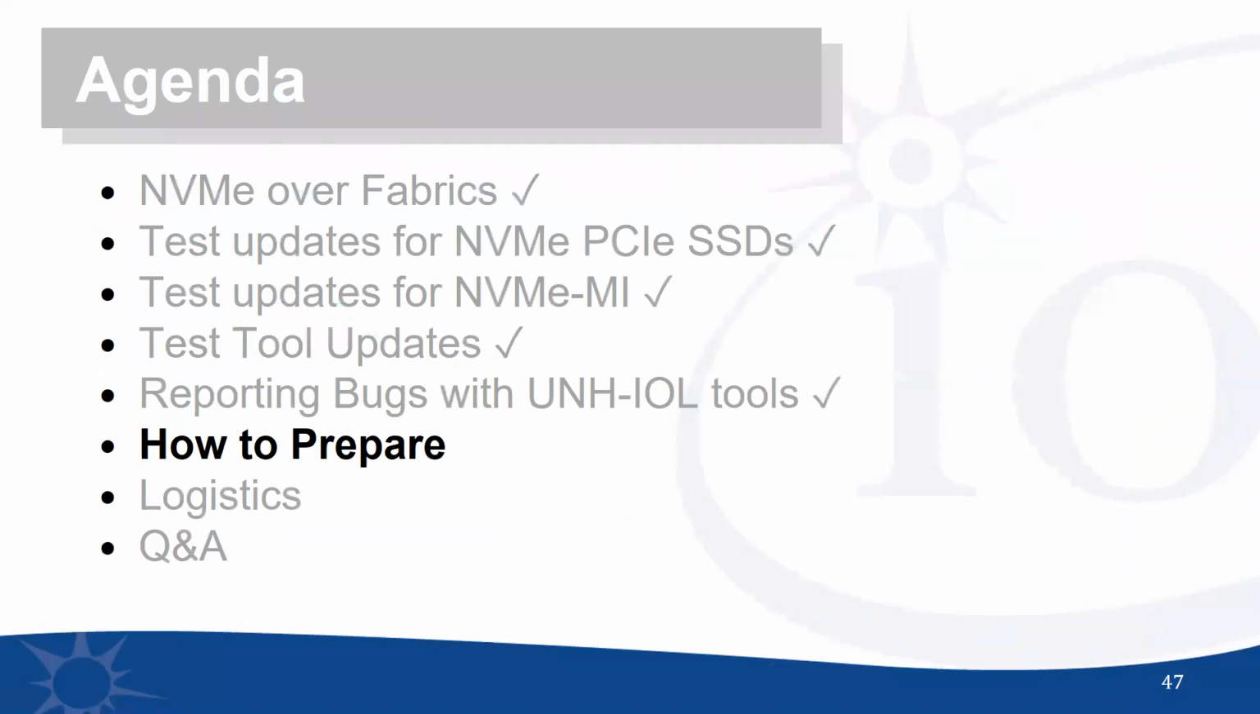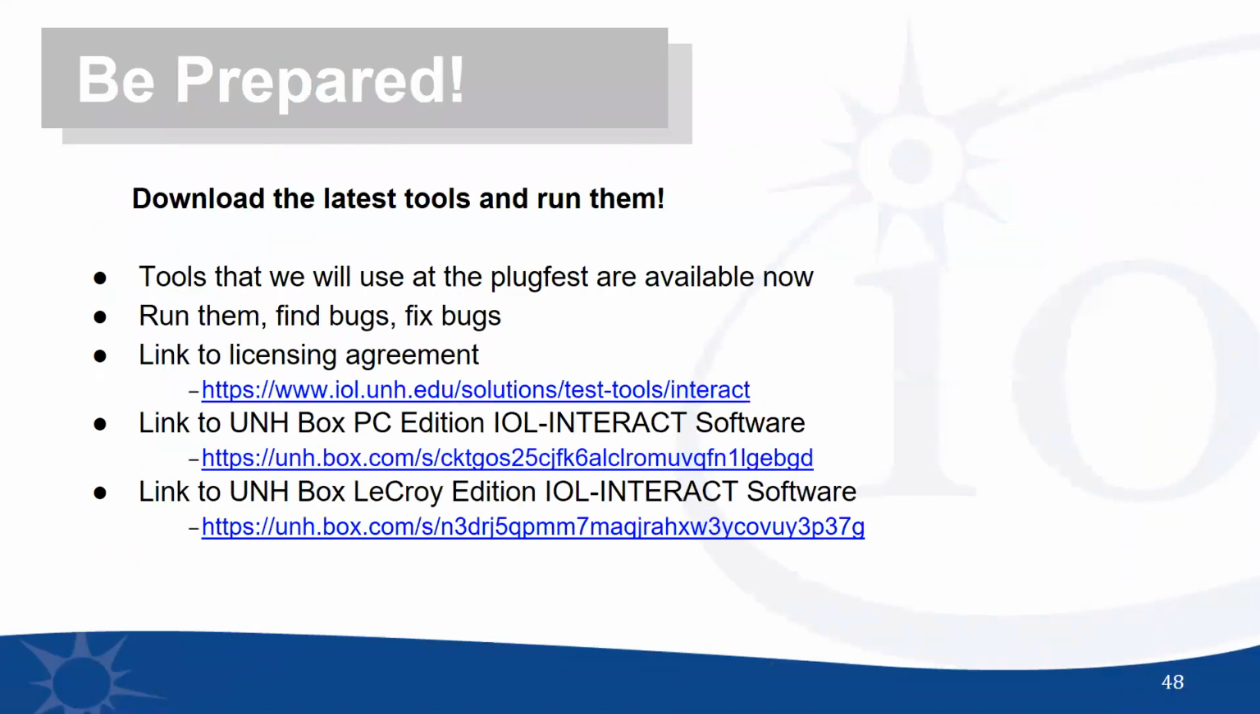So how to prepare? Be prepared. Please download the latest test tools and run them. I've included links to where you can download PC Edition and LaCroix Edition, as well as the licensing agreement. The licensing agreement will only send us the agreement. We then will receive the agreement and send you the license directly. So if you fill out the agreement and don't get a license back automatically, that's okay. That is supposed to happen. If you don't hear back within a day, please contact me.